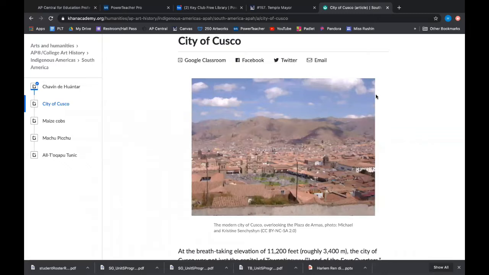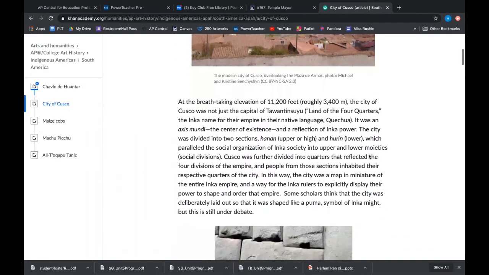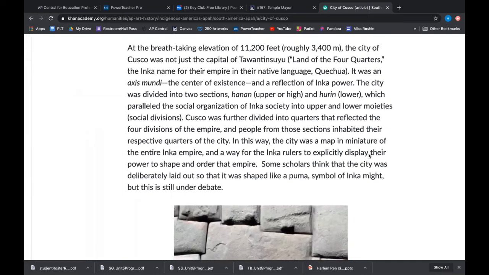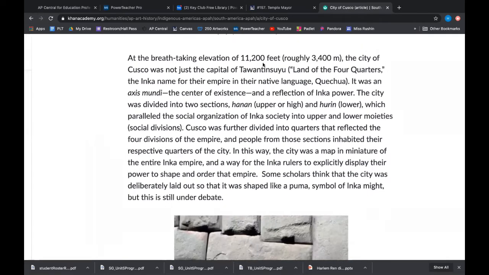All right, again, I'm really overwhelmed when I teach these whole cities or complexes. So we're going to be reading the Khan Academy article and then going back over to the PowerPoint. All right, at the breathtaking elevation of 11,200 feet, the city of Cuzco was not just the capital of the land of the four quarters, the Inca name for their empire in their native language, Quechua. I'm pronouncing things wrong, guys, I'm sorry.